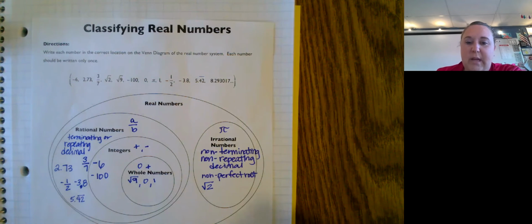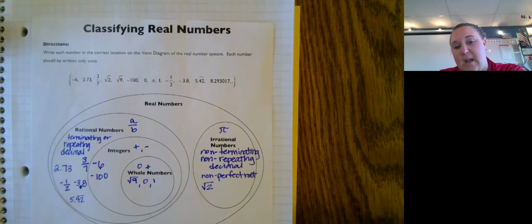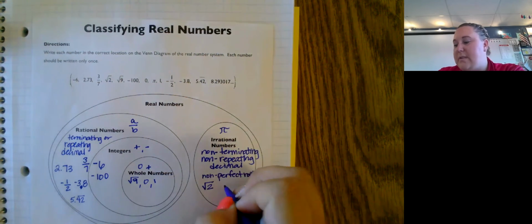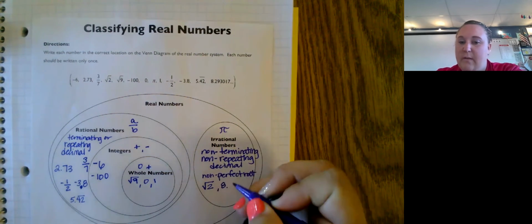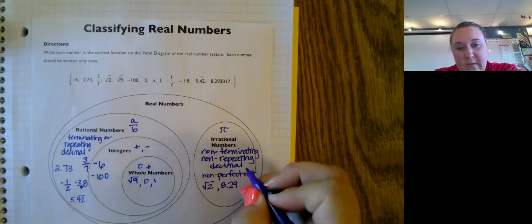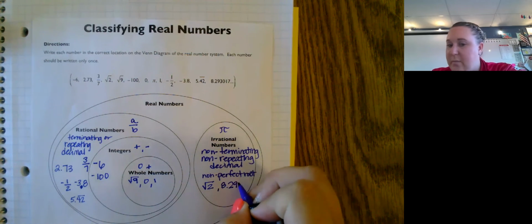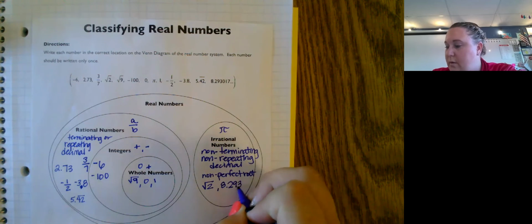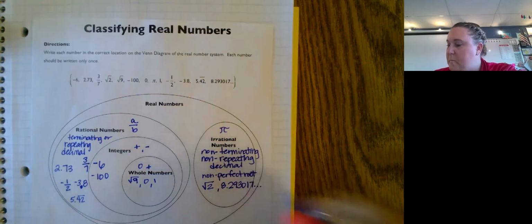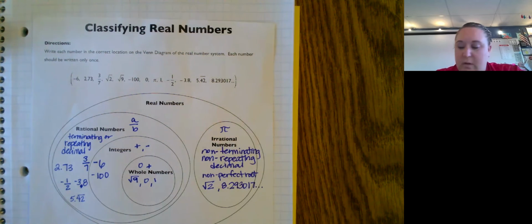And then the last one, 8.293017 dot dot dot means I don't know what's coming up next. So that number is actually going to go in our irrational numbers. It doesn't have a repetition. The dot dot dot means it's going to go on further. That's what's going to make it irrational.